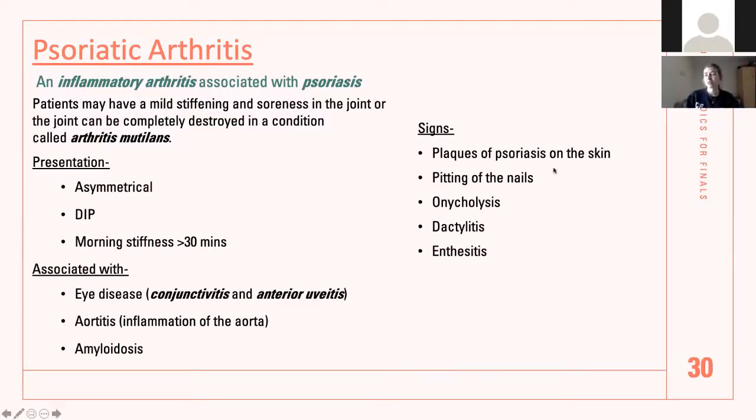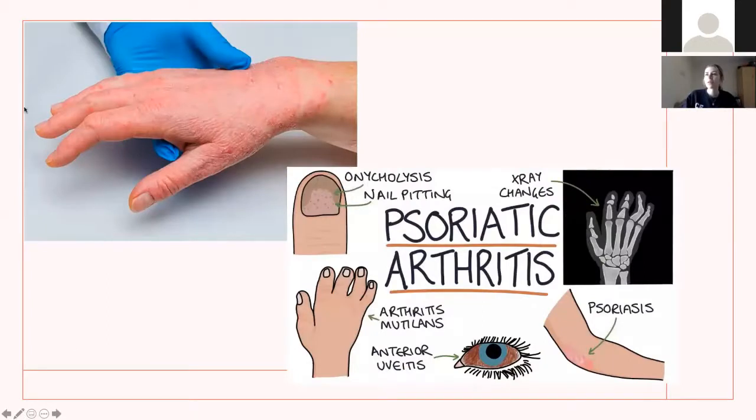So signs of psoriatic arthritis. There'll obviously be plaques of psoriasis on the skin. There might be pitting of the nails, onycholysis, dactylitis, and enthesitis. I think I've got some pictures. Yeah, so as you can see, this patient has psoriatic plaques over the hands, and this is obviously quite a hot, painful, swollen joint of the wrist here. These are also some telltale signs here, so onycholysis and nail pitting.